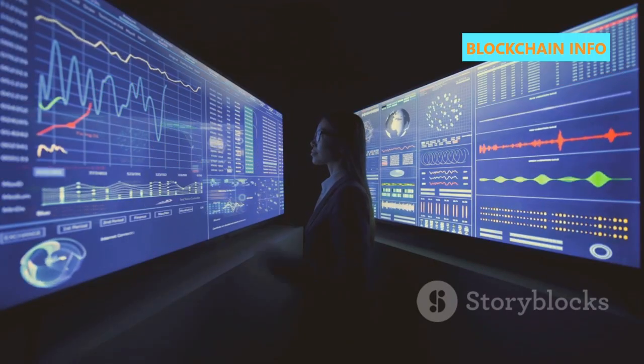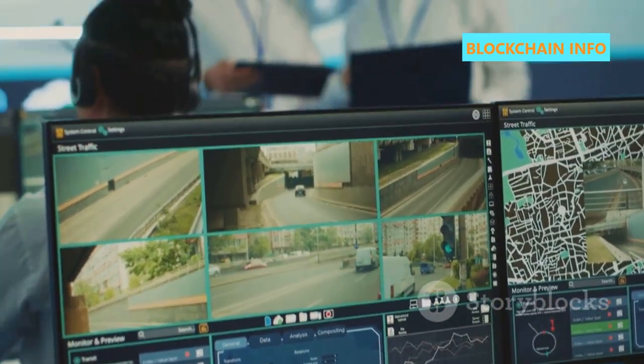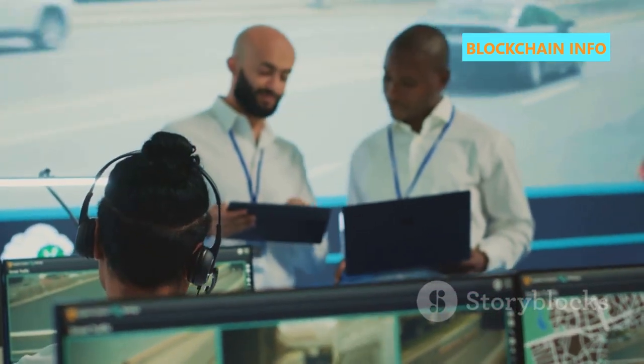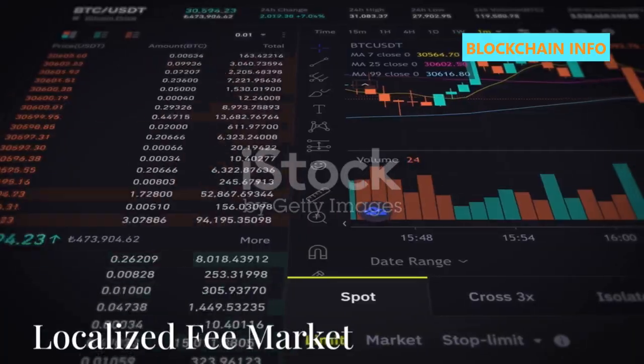Sealevel analyzes the data interactions of different transactions beforehand. If it identifies that they won't interfere with each other, it processes them in parallel, allowing Solana to handle tens of thousands of transactions concurrently.